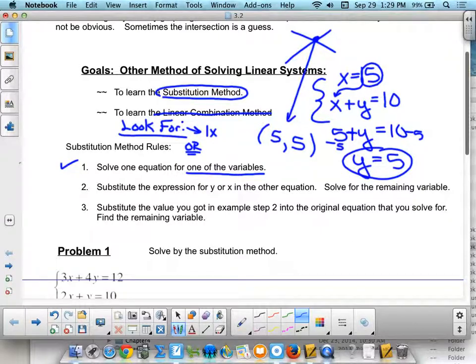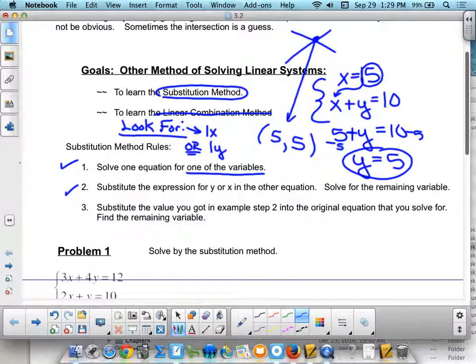If you see a 1x or a 1y, go after that one and solve for that x or that y. Step 2 says once you solve for x or y, substitute the expression for y or x into the other equation. Is that what I did over here? Did I put the 5 in the other equation? Yeah. Solve for the remaining variable.